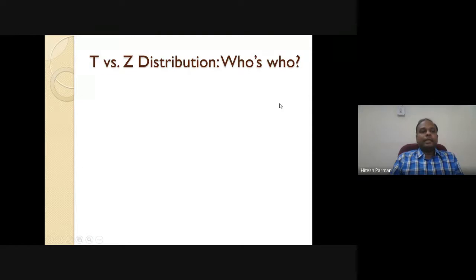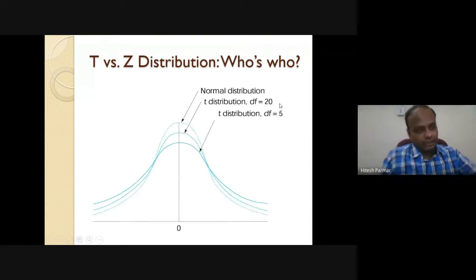If we compare the Z distribution and the T distribution, then it can be compared like this. The uppermost distribution is known as the normal distribution. As the sample size becomes smaller, the distribution becomes flatter and flatter.